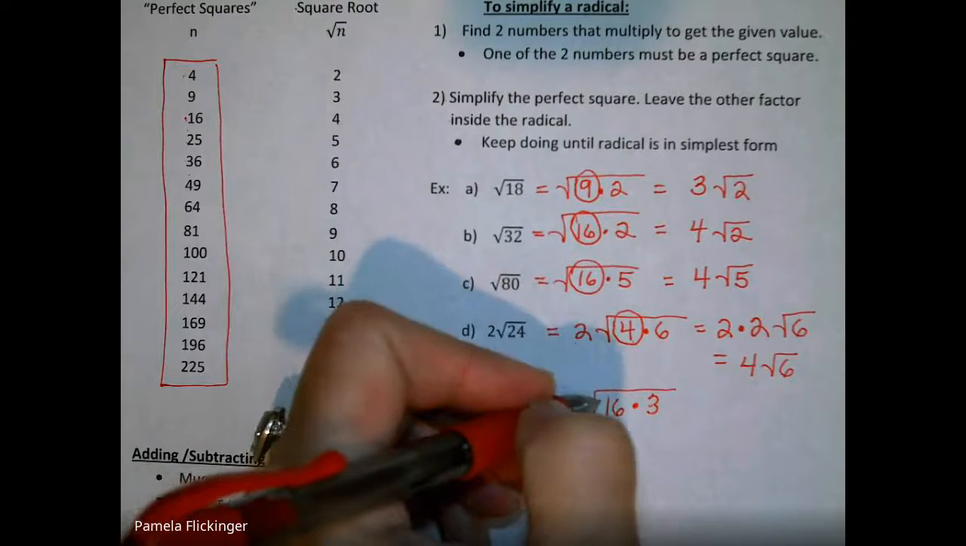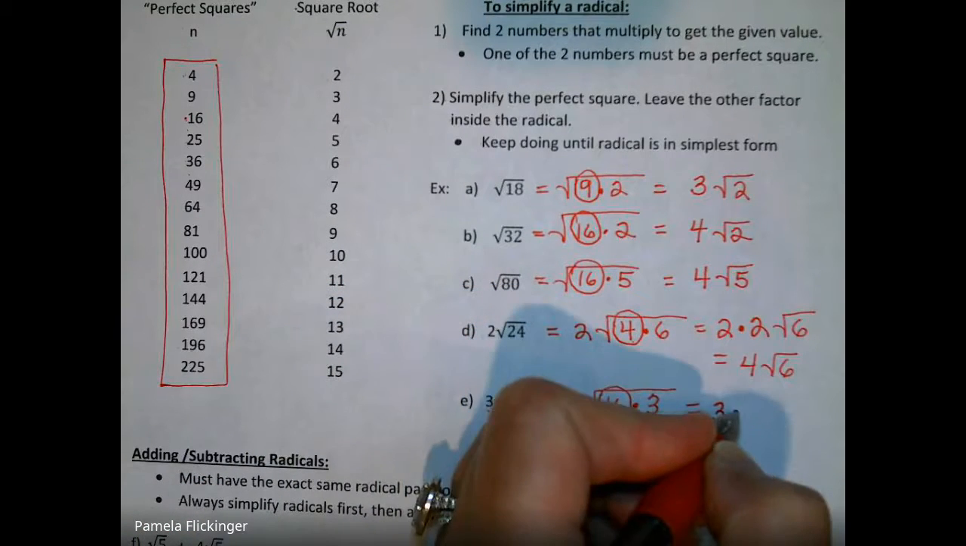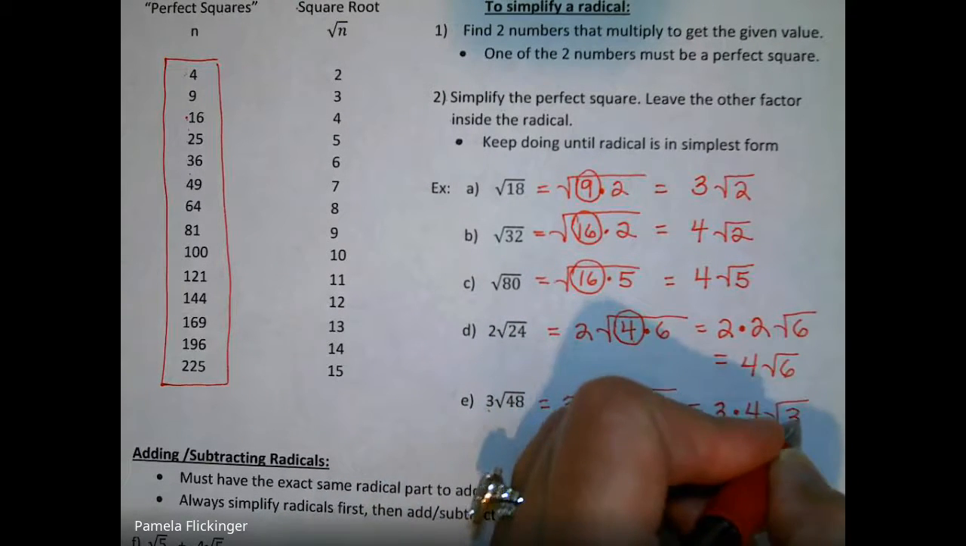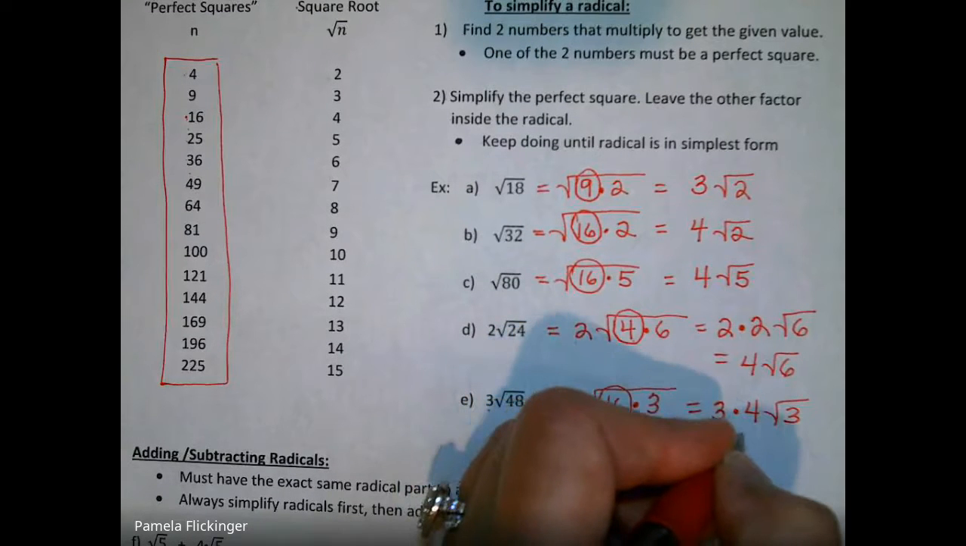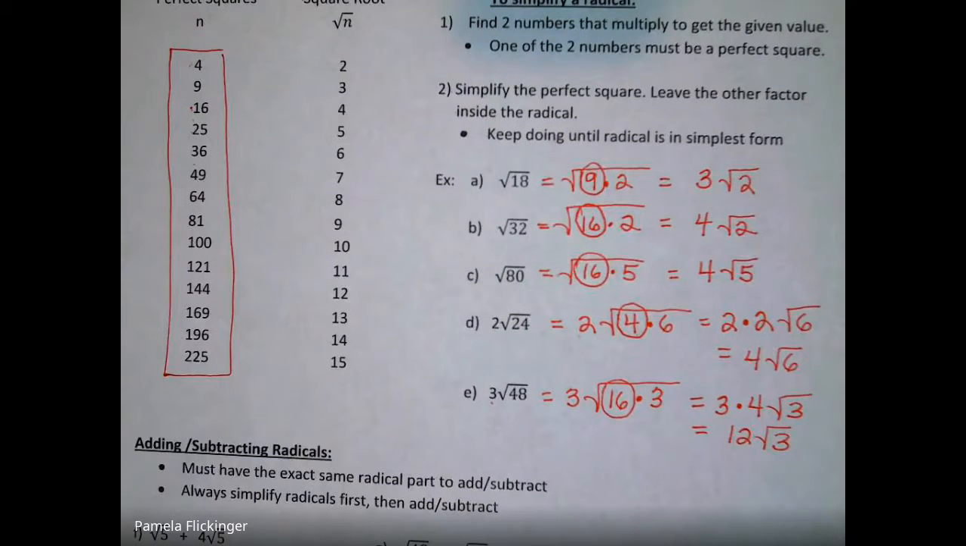So when I take the square root of 16, the 3 is already out there. I'll bring a 4 outside with it, leave the other 3 inside, and then finish it by multiplying. So the final answer will be 12 on the outside with the square root of 3. All right, that is how you will simplify a radical.